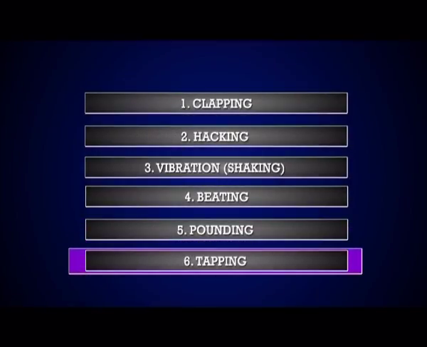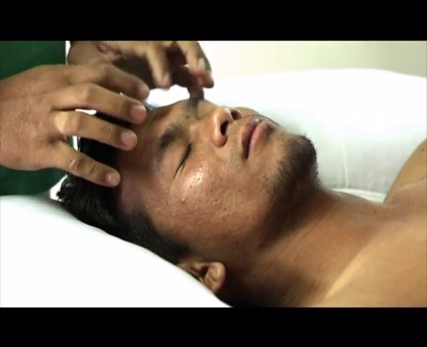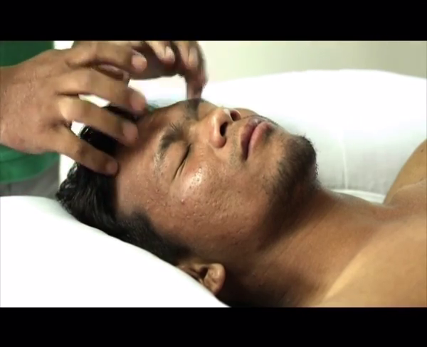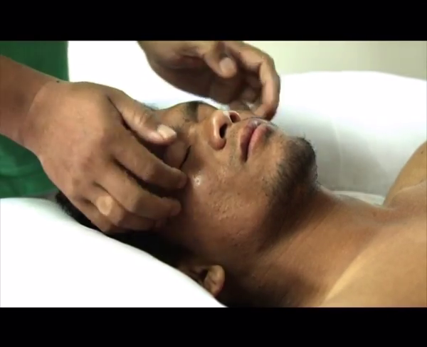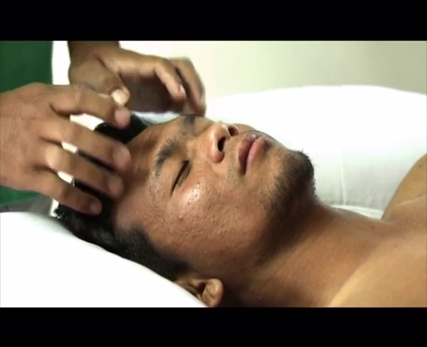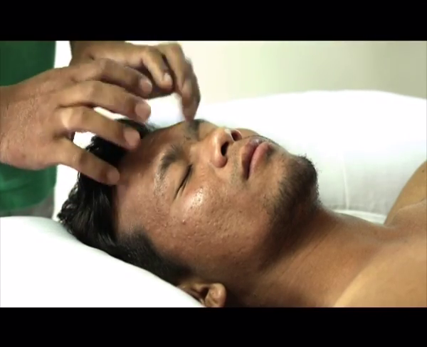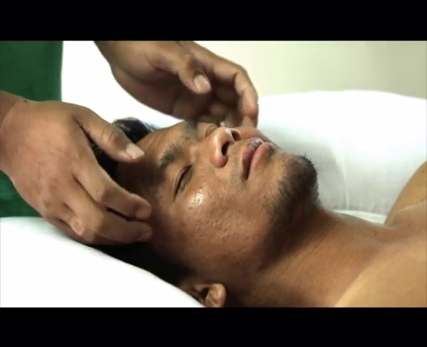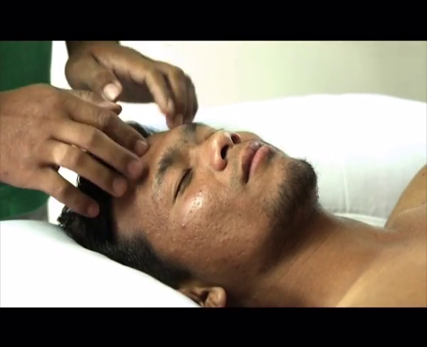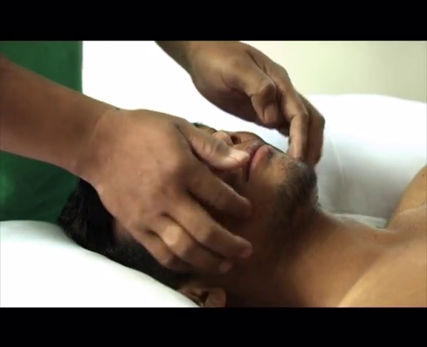Number 6, tapping. Tapping is performed with the tips of the finger pads and is used on very small areas such as the face. The hand is relaxed over the area to be treated and the fingers tap at a depth to produce a slightly hollow sound. The index finger and the ring finger may be used together or in any smaller number, or the fingers may be used slightly in sequence.